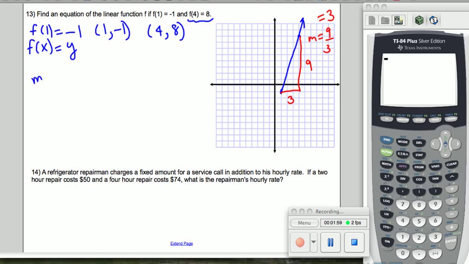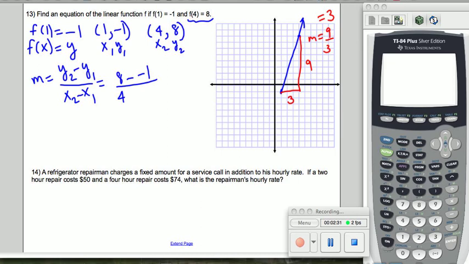We can also find the slope using y2 minus y1 over x2 minus x1. So it doesn't matter which point you use as your point 1 and which point you use as your point 2, just as long as you're consistent. If you start with 8 as your y2, then you have to use 4 as your x2. If you start with 8 on the top as the first one, you have to then use 4 as the first one on the bottom. So you get 9 over 3, which is 3. So that's our slope.